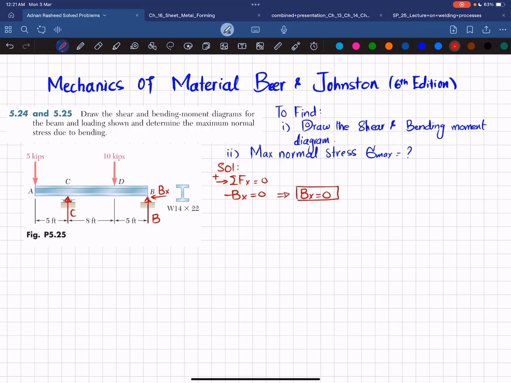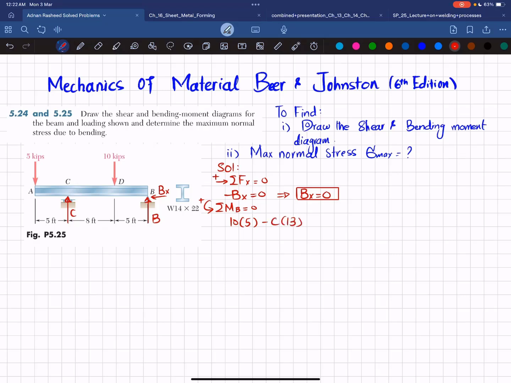Now we'll find this Cy by using another equation of equilibrium, and that is the sum of all moments about point B equal to 0, taking the counterclockwise moment as positive. So you can see about point B, the first moment is due to this 10 kilonewton load and the perpendicular distance is 5, and it is producing a counterclockwise moment, so it will be positive. So I can write it 10 multiplied by 5. The second moment is due to this C and the perpendicular distance is 13, and this is producing a clockwise moment, so it will be negative. I can write it minus C into 13.